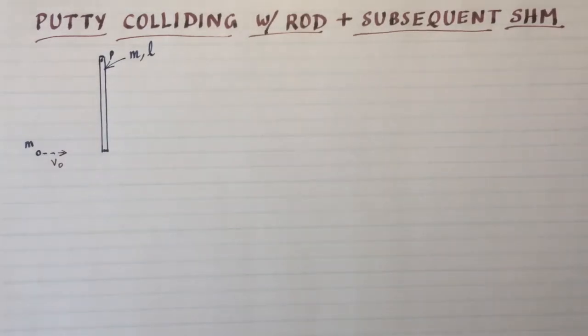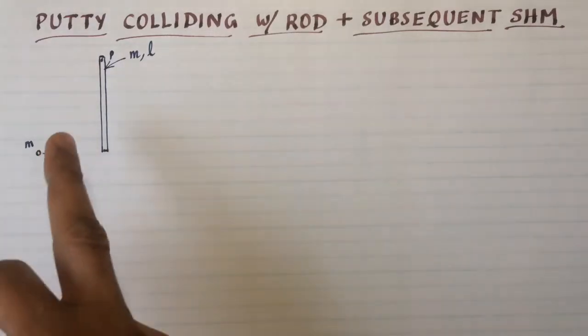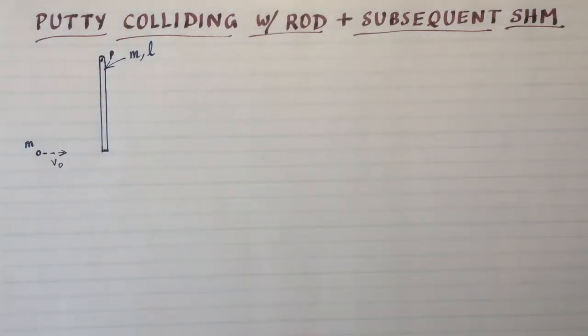So consider a problem where you have a piece of putty, which is a point mass, coming toward a rod pivoted about one of its ends at point P. The rod, for simplicity, I've taken to be the same mass as the putty, little m, and the length of the rod is little l. Now the putty will stick to the rod and cause the rod to be swung by a certain angle.